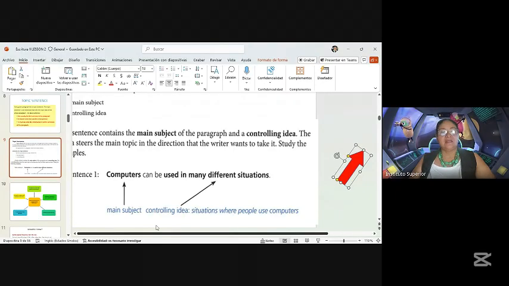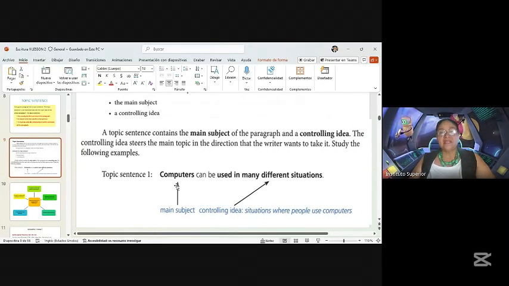Says, computers can be used in many different situations. What is my topic? Computers. What is the idea I'm going to develop? The situations in which computers can be used. Okay?